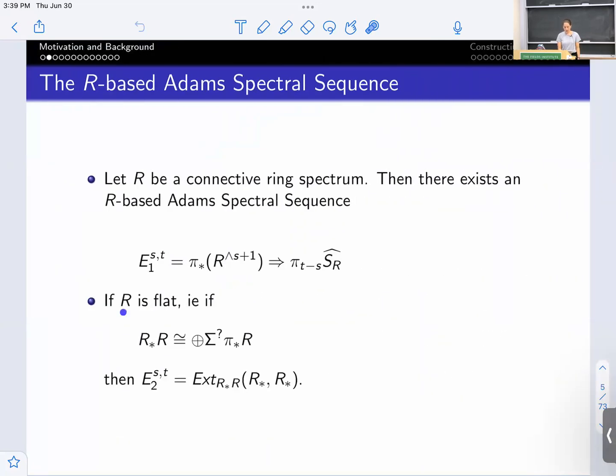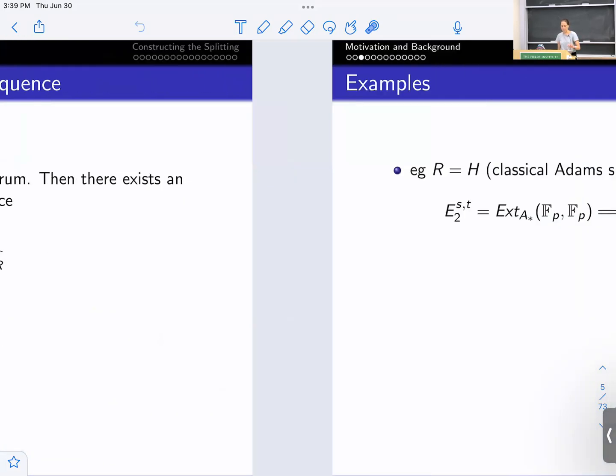And if the spectrum R is flat, meaning if the R homology of R is just a sum of copies of the homotopy groups of R with appropriate suspensions, then the E2 page has this nice algebraic description. So that's cool because then you get the E2 page for free.